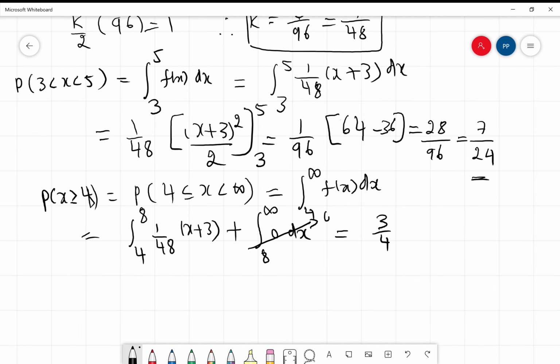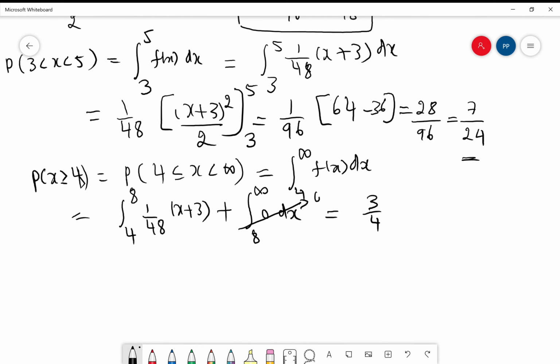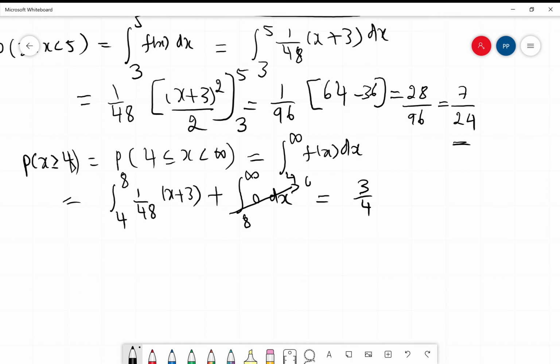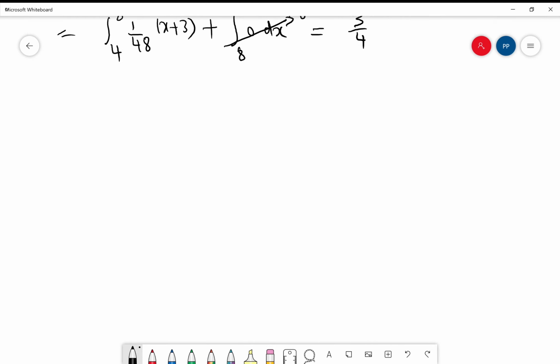Now, the next one is slightly different. The interval given is slightly different. Now, let us consider this one, which is the probability of mod x minus 5 less than 0.5.